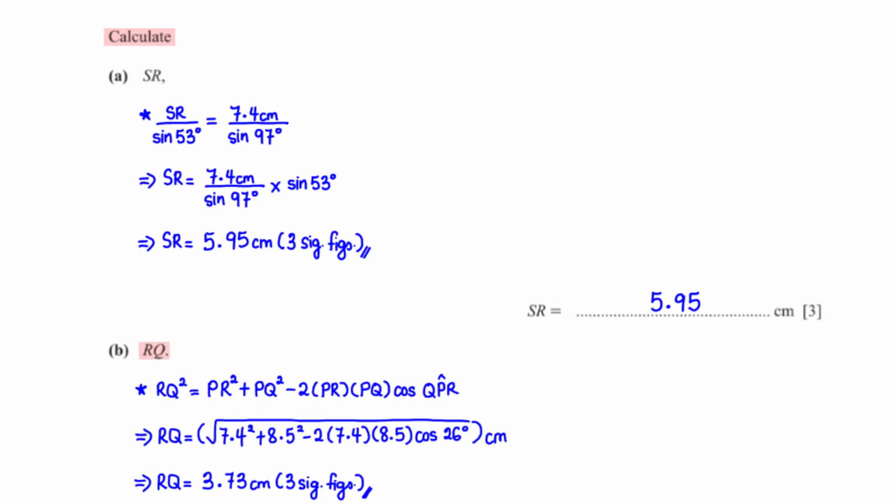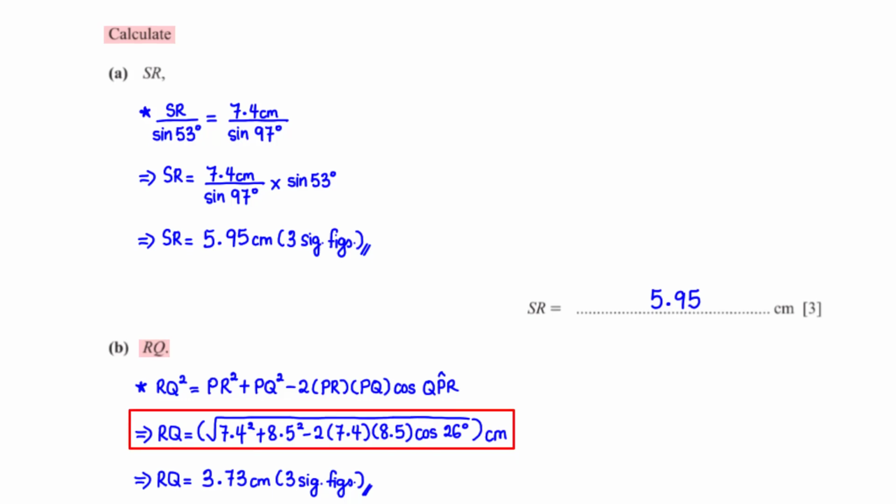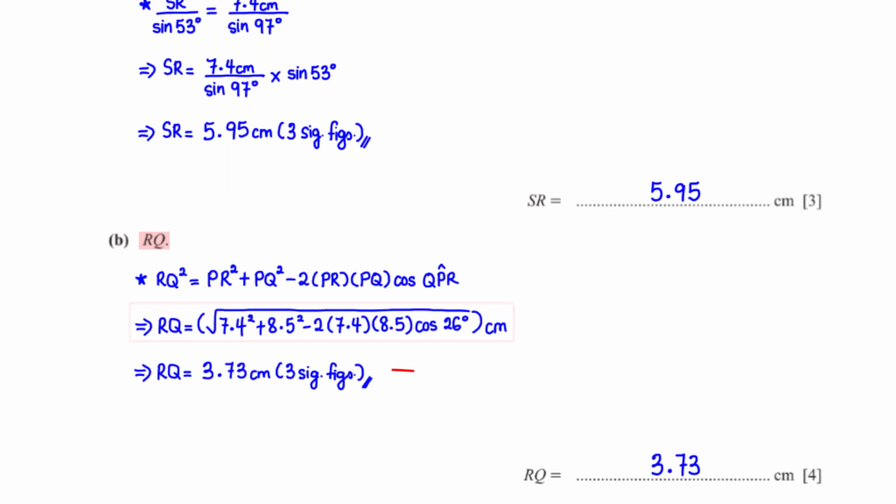Calculate RQ. To get RQ, we apply the cosine rule to triangle PQR, and this is what we get. PR is 7.4 centimeters, PQ is 8.5 centimeters, and angle QPR is 26 degrees. When we plug in these values into the equation and make RQ the subject, this is what we have. When we type this into the calculator, we get 3.73 centimeters rounded to 3 significant figures.